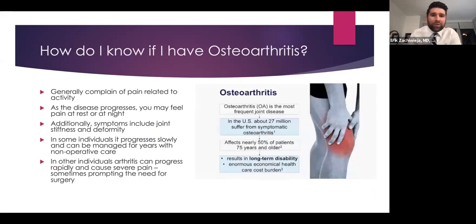So first of all, how do you know if you have osteoarthritis? Well, in general, it starts off with pain in the associated joint that's worse with activity. We call that activity-related pain. Then as the disease progresses, you may even begin to feel pain at nighttime. Oftentimes, patients with hip or knee arthritis will wake up in the middle of the night with pain. You may also begin to develop stiffness or difficulty moving the joint. And then as the disease progresses, you may develop a deformity within the joint.